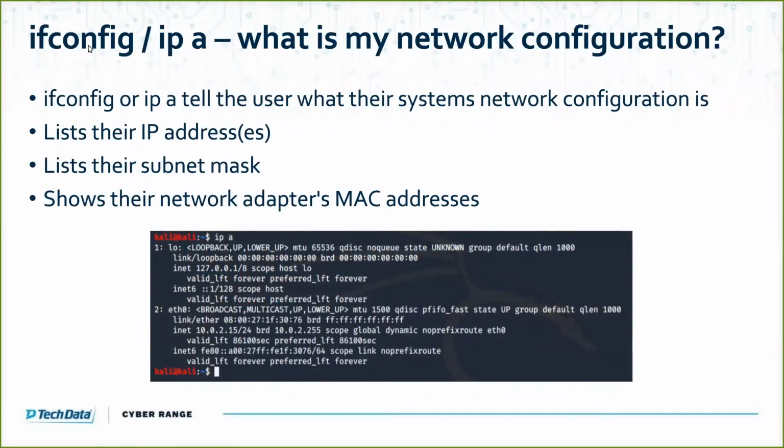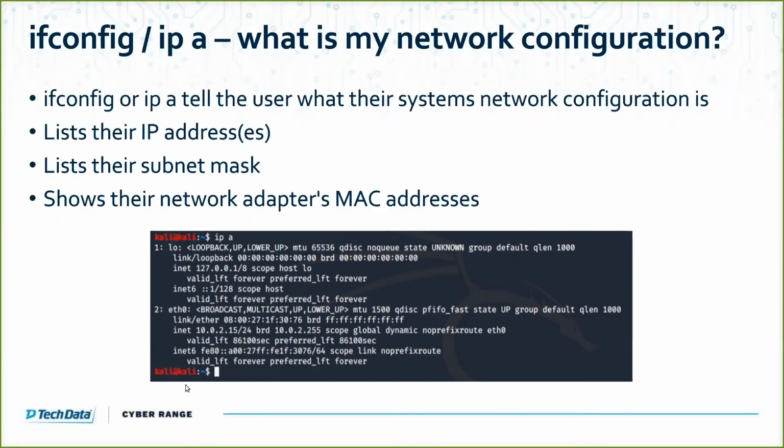So next we have ifconfig. I know people pronounce it different ways, and ip a. Both of these are useful commands to help figure out your networking configuration or your network status. Both of these commands will tell you what your system network configuration is, such as the IP address that you have currently assigned, what your subnet mask is, and also your network adapter's MAC address. Don't worry if some of this sounds foreign still. We will cover this in some of the networking fundamentals.